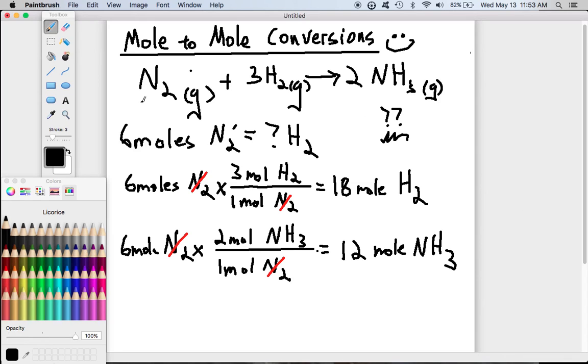One mole of nitrogen needs 3 moles of hydrogen to produce 2 moles of ammonia. 6 moles of nitrogen react with 18 moles of hydrogen to produce 12 moles of ammonia. And that's how you cook with chemistry.